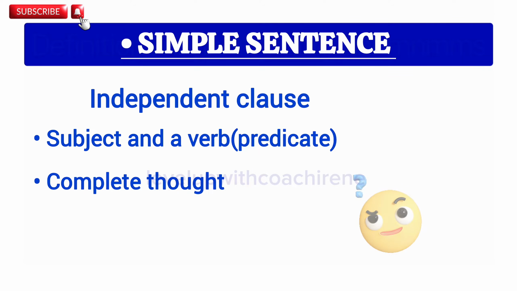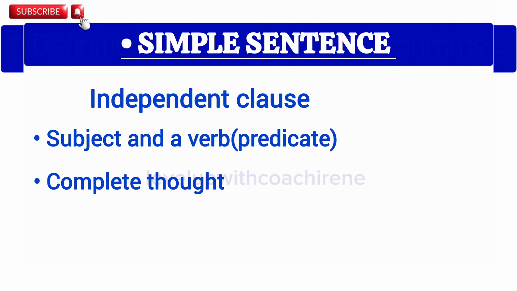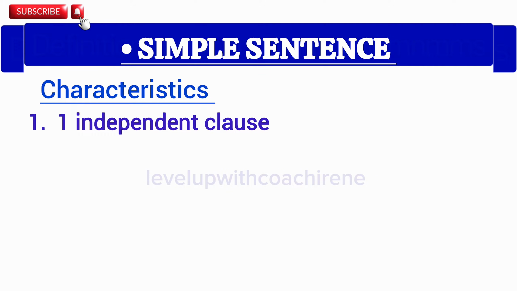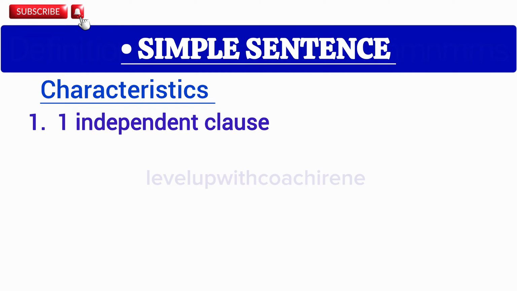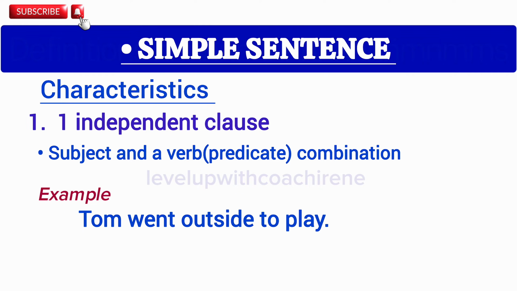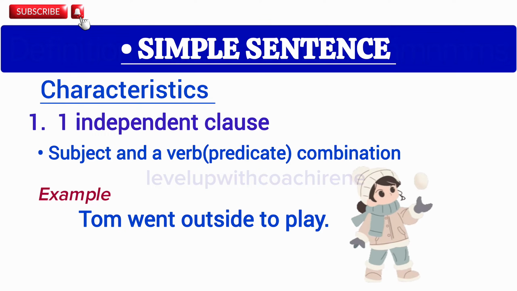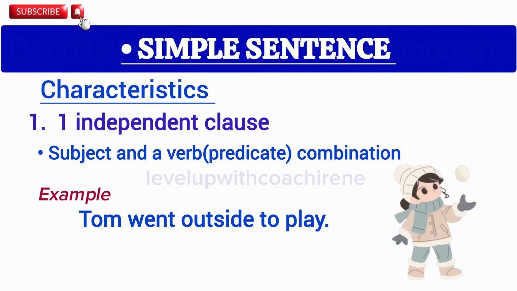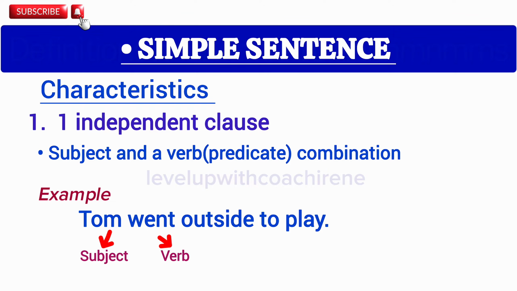Let us look at the characteristics of a simple sentence. Number one, it has one independent clause, meaning it contains only one subject-verb combination. For example, Tom went outside to play. In this sentence, we have one subject, Tom, and one verb, went. This shows that this sentence has just one independent clause.